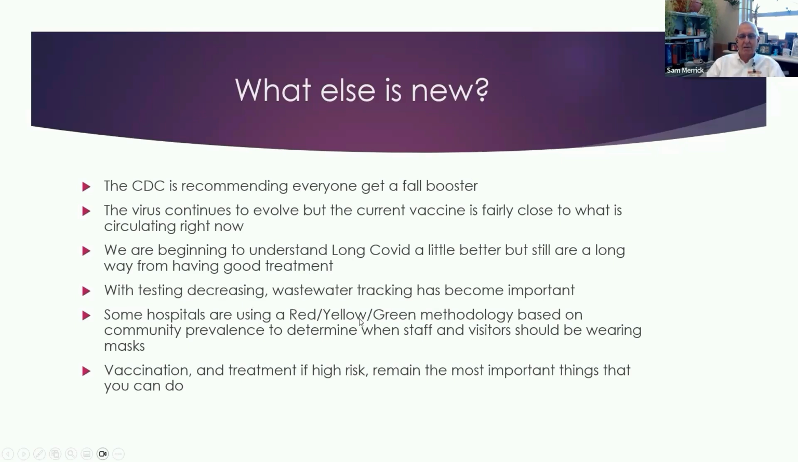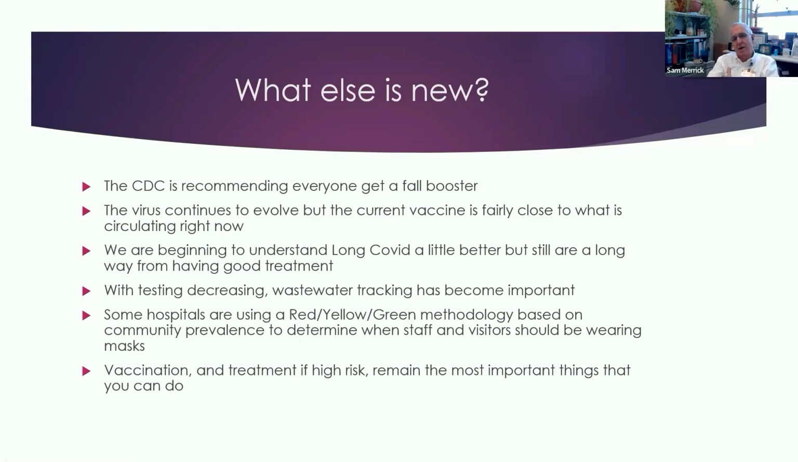We here at our hospital and other hospitals are using the red, yellow, green method. This summer we were on yellow, which meant that the staff and visitors should be wearing masks. Red would be the highest, where they may limit visitations. Green means that it's optional. We still wear masks when we're seeing high-risk patients. But vaccination and treatment, if you're high risk, are the most important things that you can do.